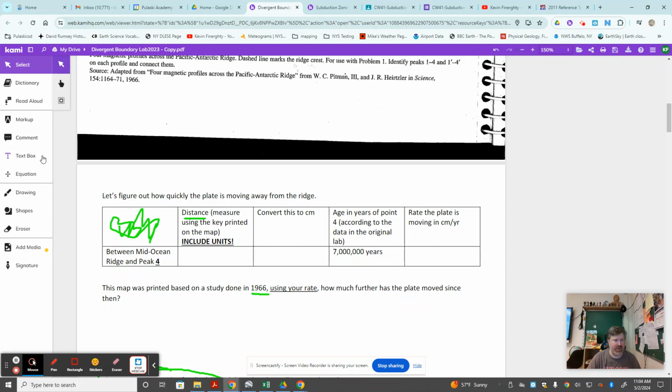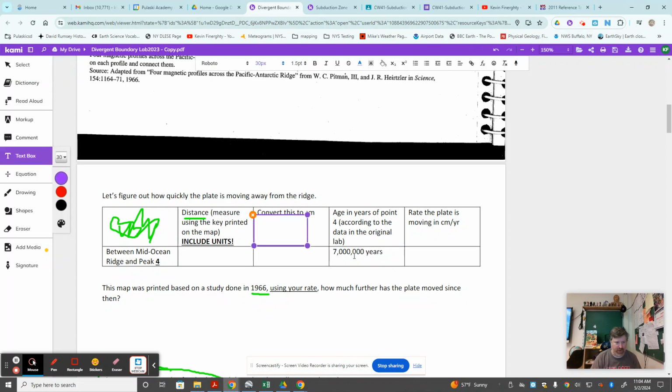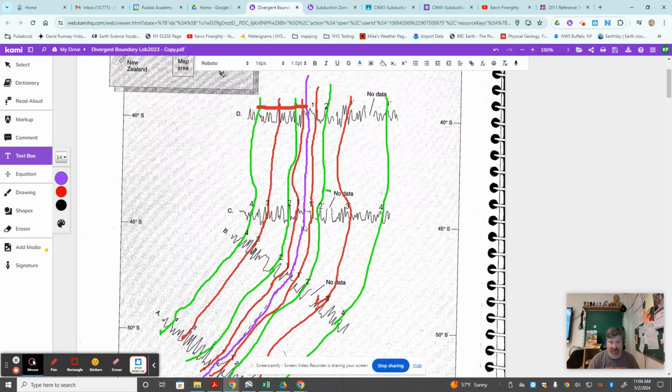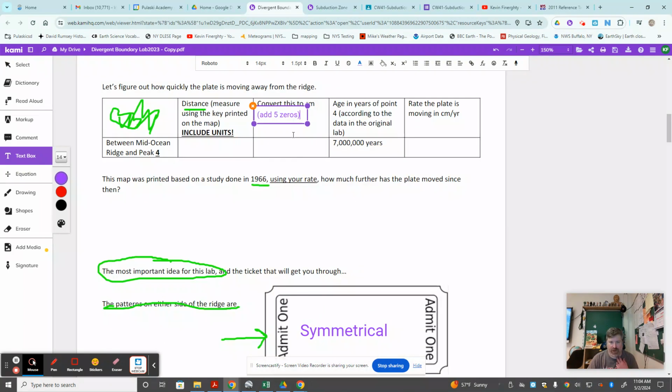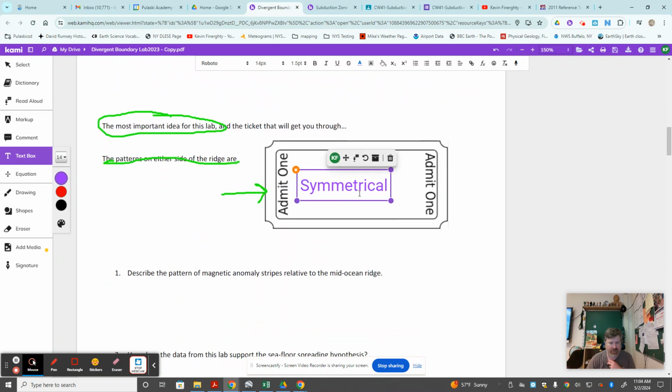Convert that to centimeters. We practiced at the beginning of the year. Let's just make this quick. To convert it to centimeters, all you're going to do is add 5 zeros. You don't have to write this, but do it. It's going to be a great big number. This covers a lot of centimeters, right? And then divide how many centimeters per year. That's your rate. And then multiply it times the number of years that have passed between now, 2024, and 1966. 50-something years. Figure it out.